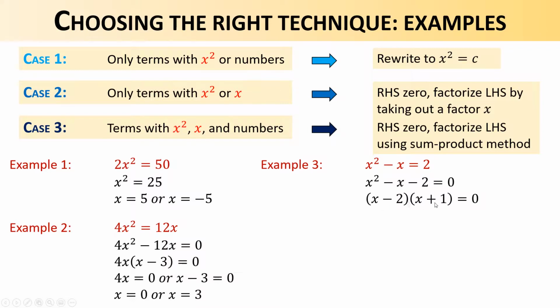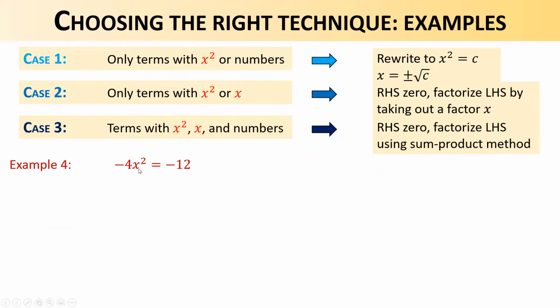Now this times this is 0, so this is 0 or this is 0. So x minus 2 is 0 or x plus 1 is 0. And we can solve these small linear equations. This gives us x equals 2, and this gives us x equals minus 1 or negative 1.